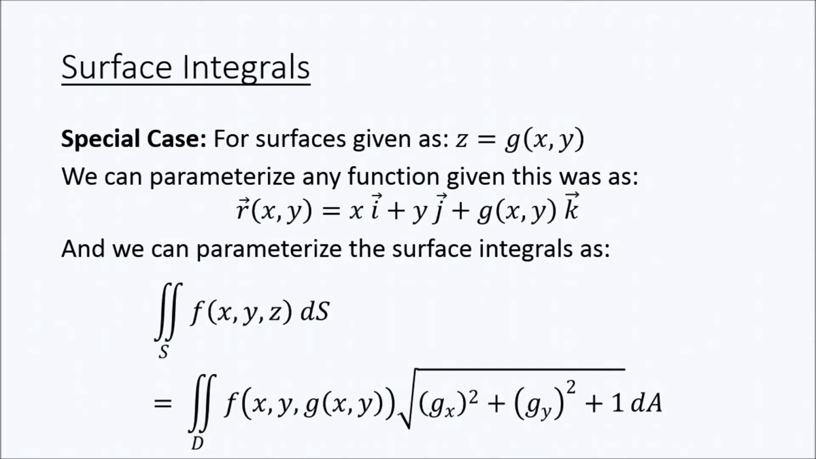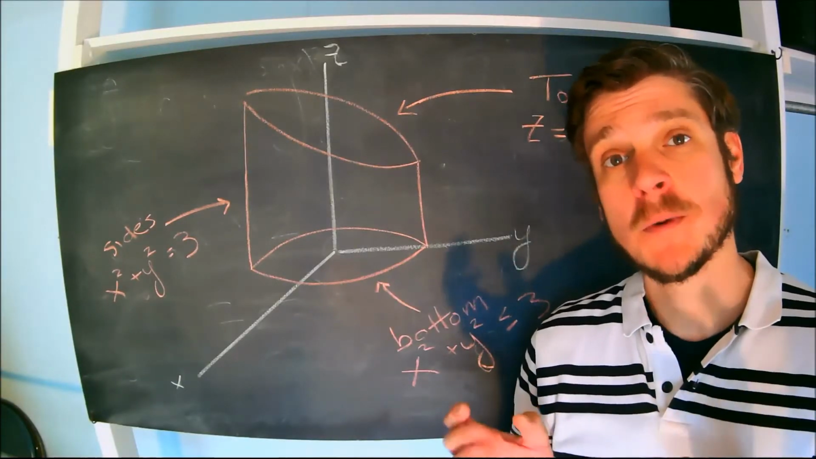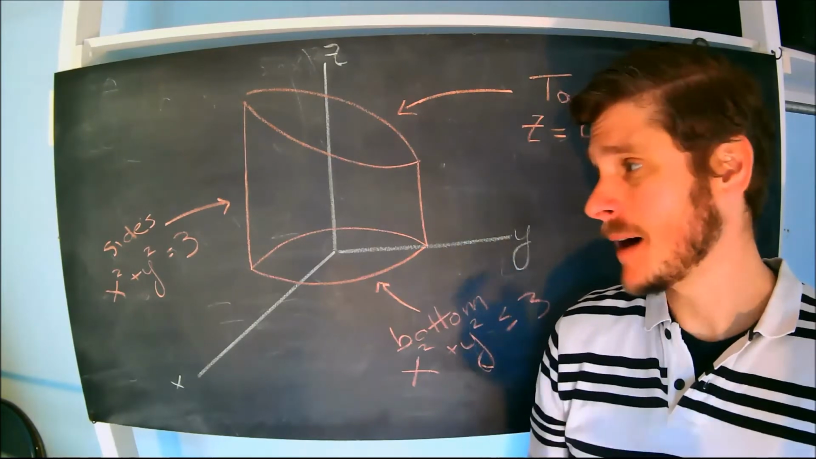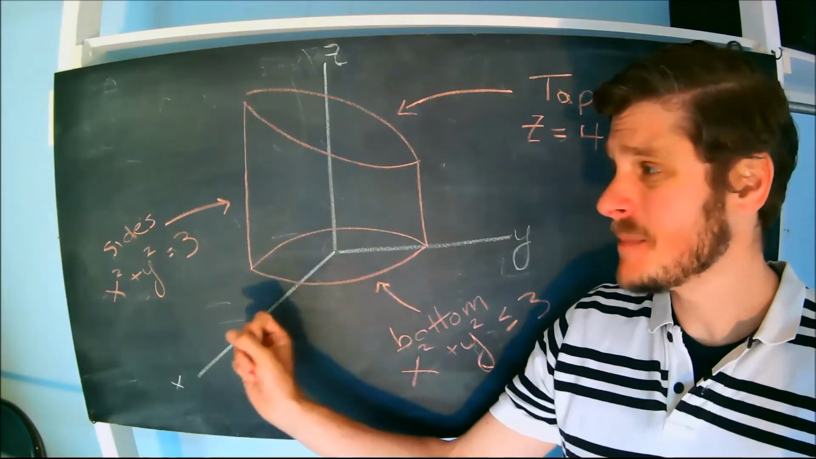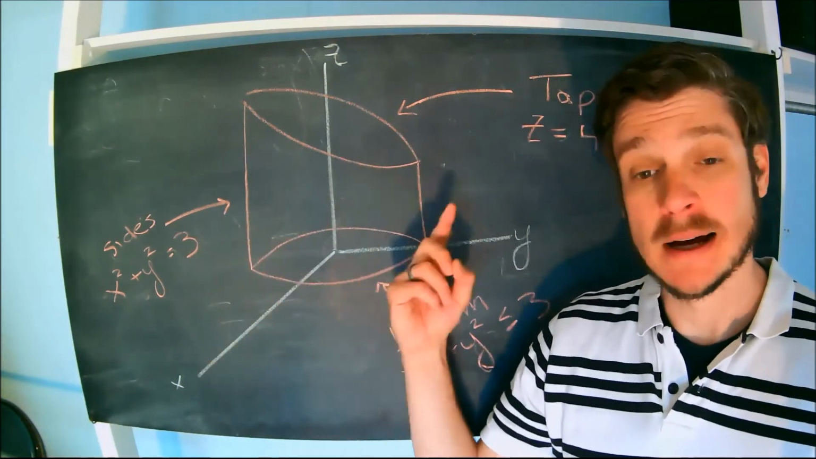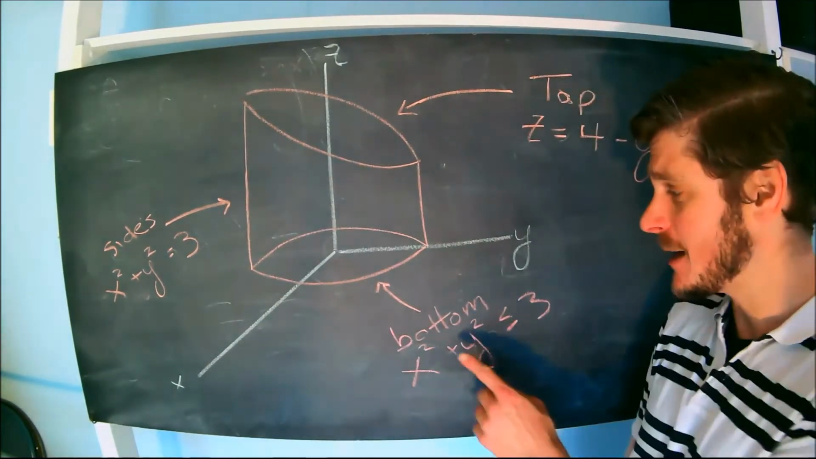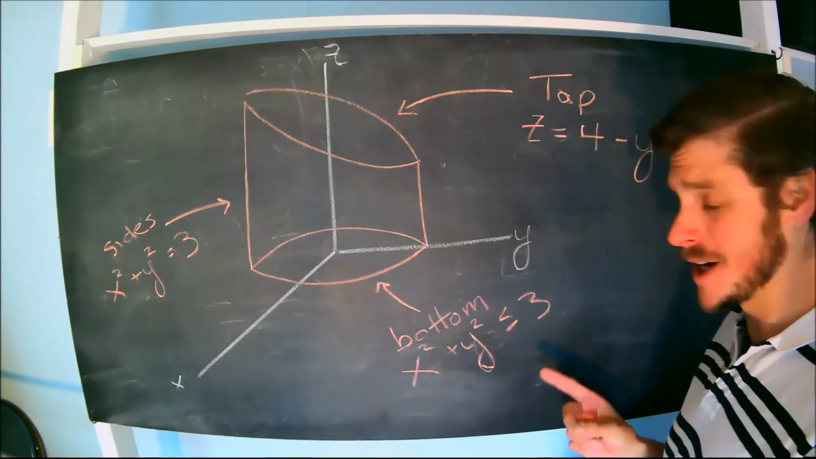All right, so let's actually do this in practice and try an example where we're going to have to parameterize a few times. For our first example of doing a surface integral, our surface is actually going to be made up of 3 different surfaces. The sides of my surface are going to be given by the cylinder x squared plus y squared equals 3, that kind of cylinder going around here. The bottom is going to be the disk given by x squared plus y squared less than or equal to 3.